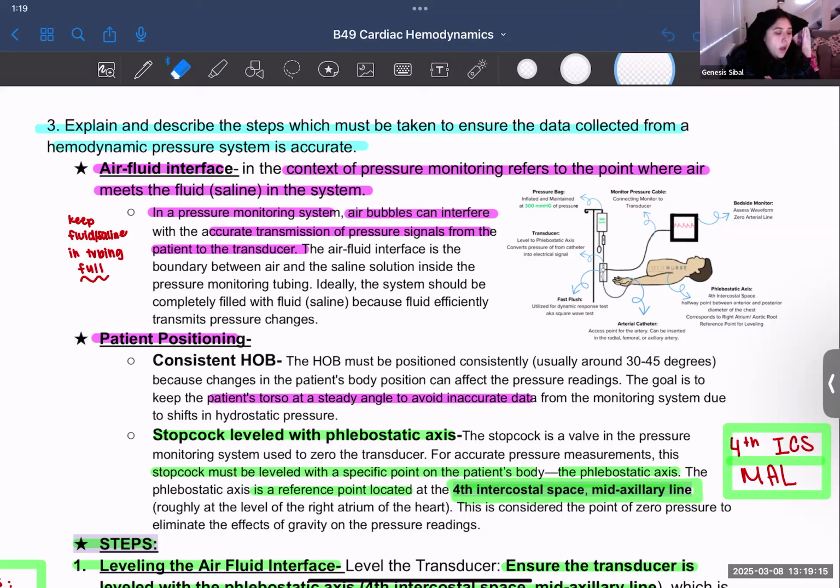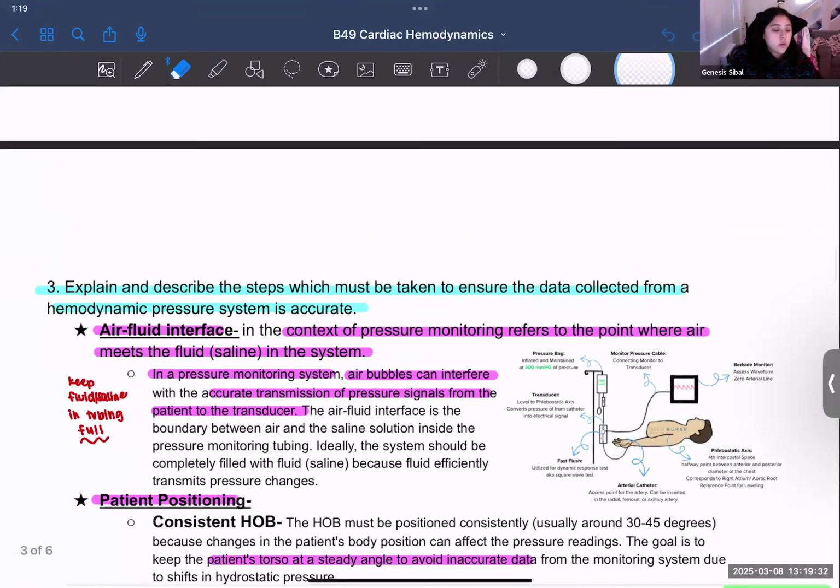Inside the pressure monitoring tubing, ideally the system should be completely filled with fluid, because fluid efficiently transmits pressure changes. It's almost like how in an IV you have to prime it before, because you don't want any air in it. You're trying to make sure there's no air. So basically, you want to keep the tubing full of fluid and saline.